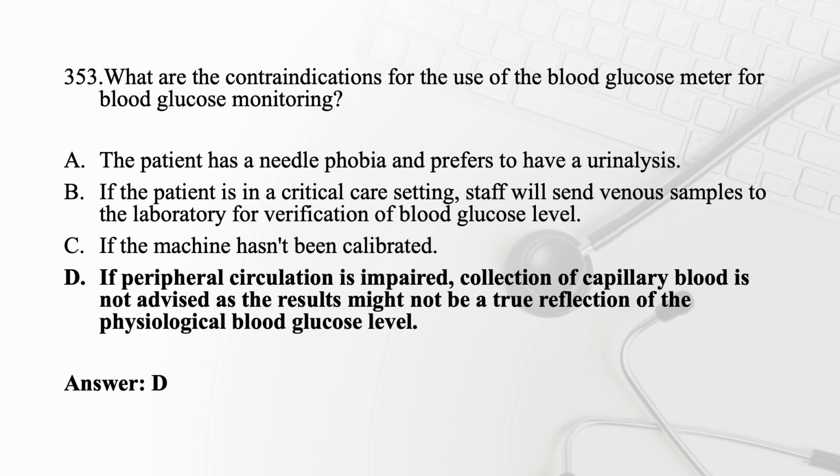The correct answer is option D, if peripheral circulation is impaired, collection of capillary blood is not advised as the results might not be a true reflection of the physiological blood glucose level.